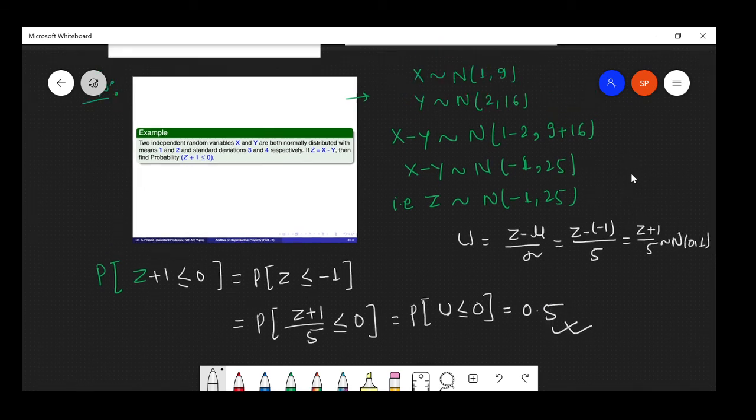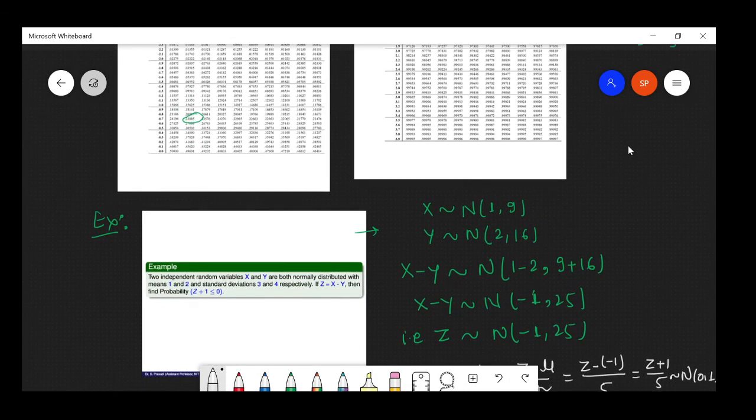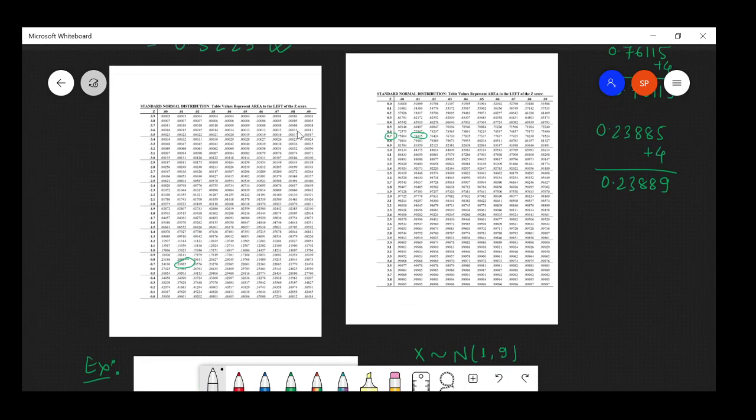So we go to the table first. Here we find that 0.0 in this portion gives 0.5. The answer is coming here as 0.5.